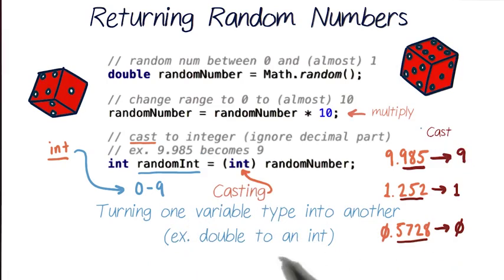Great! Now let's use this knowledge about casting and changing range of random numbers to help us write a program that simulates and returns the correct integer values for randomly rolled dice.